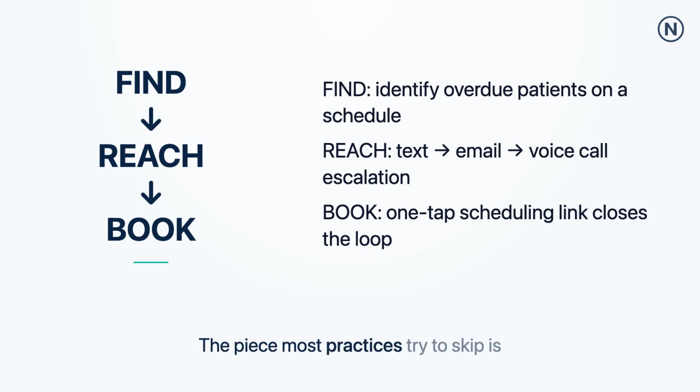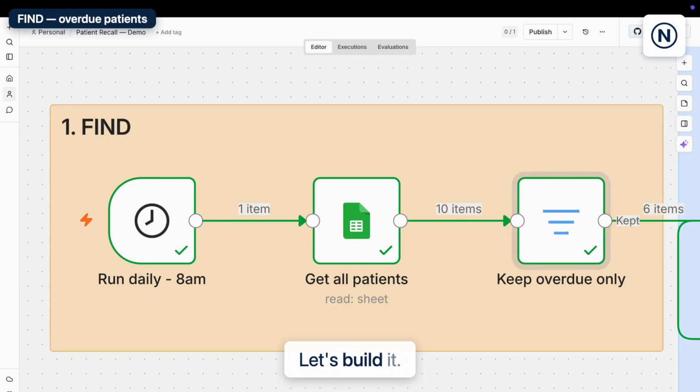The piece most practices try to skip is the escalation logic. A single text blast gets a 15% response on a good day. A 3-step sequence, text, then email, then a voice call 2 days later, clears half the list or more. The automation is what makes that escalation reliable, because no human is going to remember which patient is on day 3 of which sequence. Let's build it.